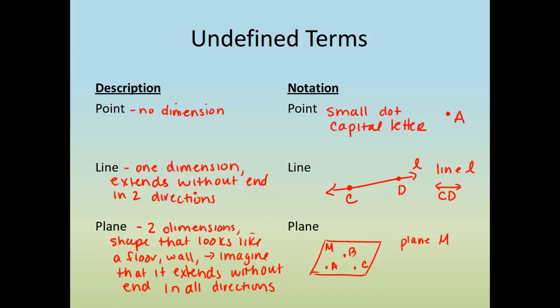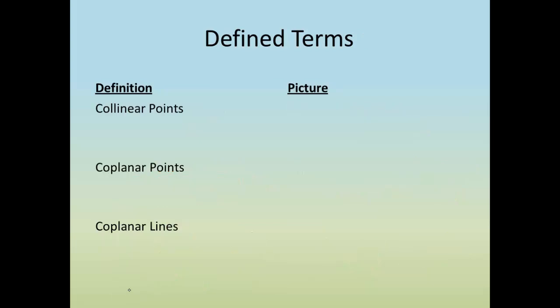So there are many points in this plane, and I can call this plane M, or we can call this plane, and we will have to choose 3 points, plane ABC. So the different ways to name a plane are just plane M with the letter that's written in the corner, or plane ABC by choosing 3 points from the plane. Those are our undefined terms. When you go to the next box on your worksheet, we're going to talk about these defined terms, but we had to know the other ones first.